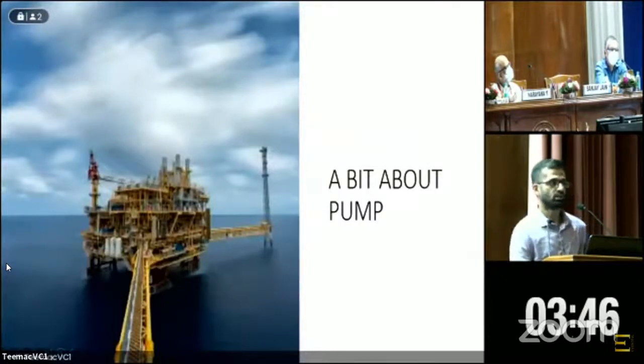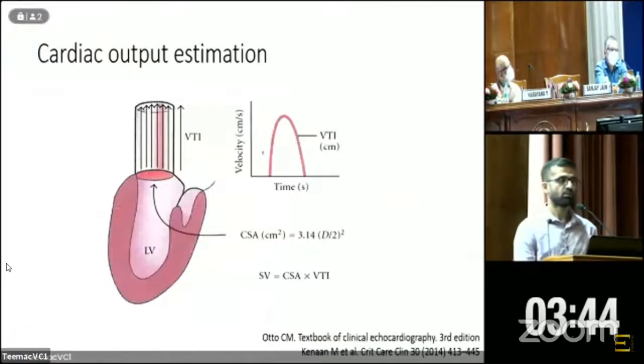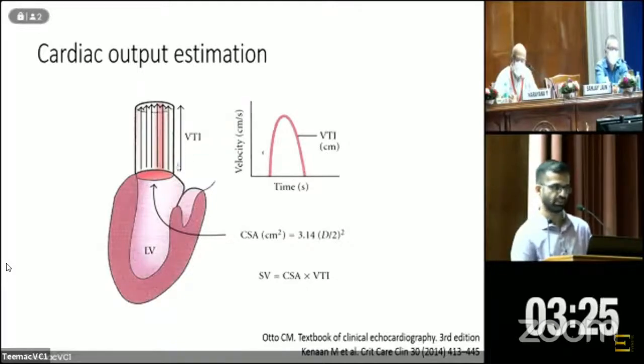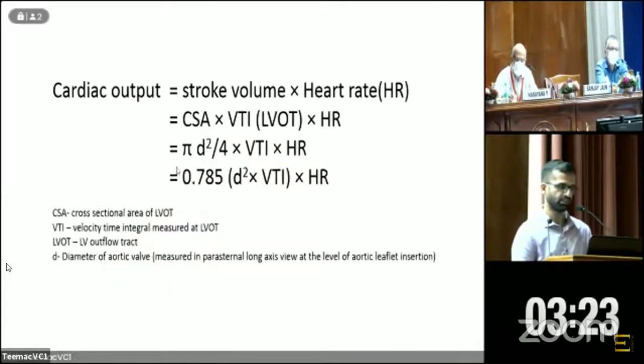So next, moving on to how the pump works. This is for advanced users, but it is good to have an idea of how this works. Once we do the echocardiography, this is the LV outflow tract. At the LV outflow tract, we can measure the diameter and the speed at which the blood flows through it. Indirectly, it is represented by this formula.